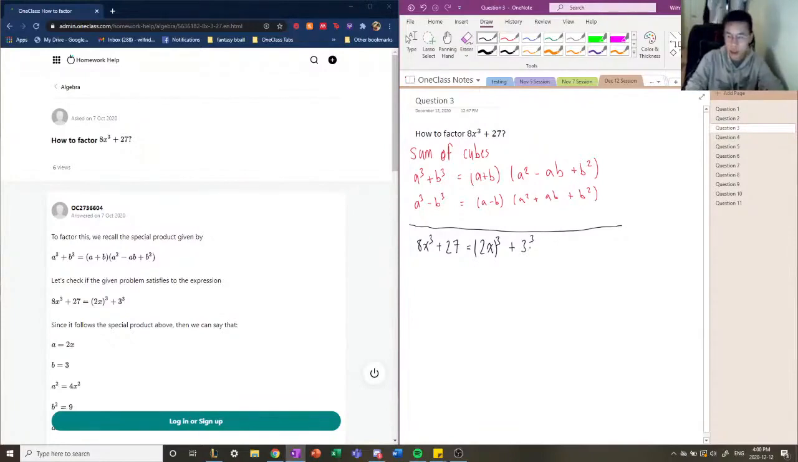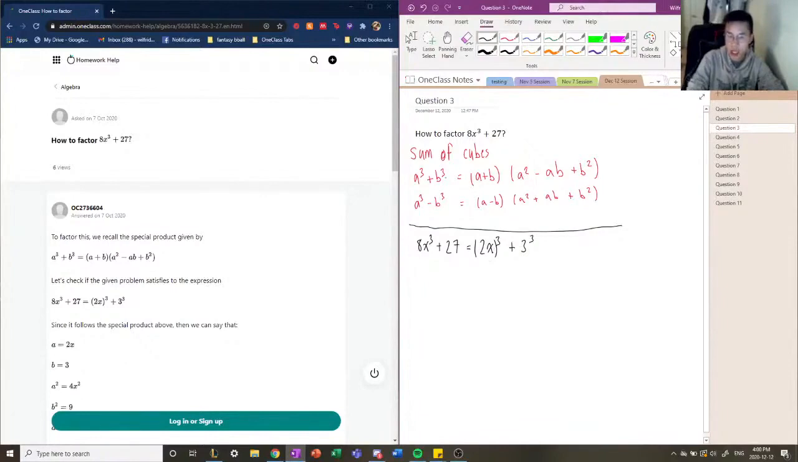And this is where your knowledge of cubic powers comes in, because 3 cubed is 3 times 3 times 3. So 3 times 3 is 9. 9 times 3 is 27. So 3 cubed is equivalent to 27. And 8x cubed is equivalent to 2x times 2x times 2x, because 2 times 2 is 4, and 4 times 2 is 8. And x times x is x squared, and x squared times x is x cubed. So we can write our original expression in this form.